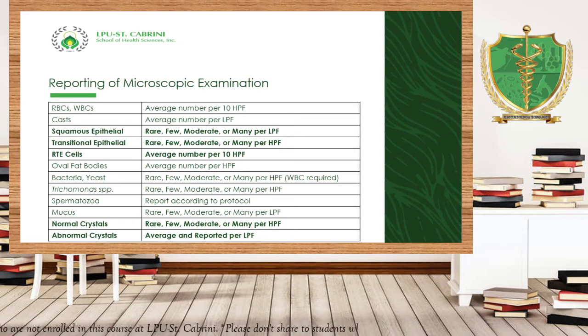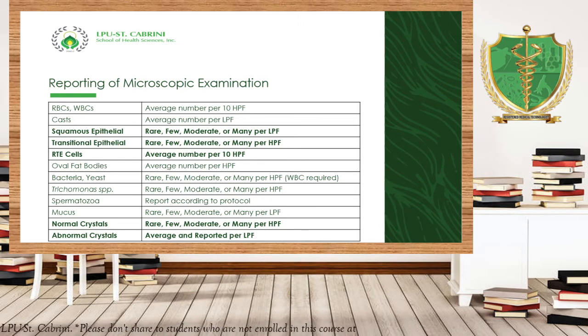Trichomonas: rare, few, moderate, many per high power field. For spermatozoa, I already introduced and discussed this to you, the presence of spermatozoa in the urine, so I will skip that. Mucus: rare, few, moderate, many, low power field. Crystals are classified as normal or abnormal. For normal crystals, HPF. For abnormal crystals, low power field.